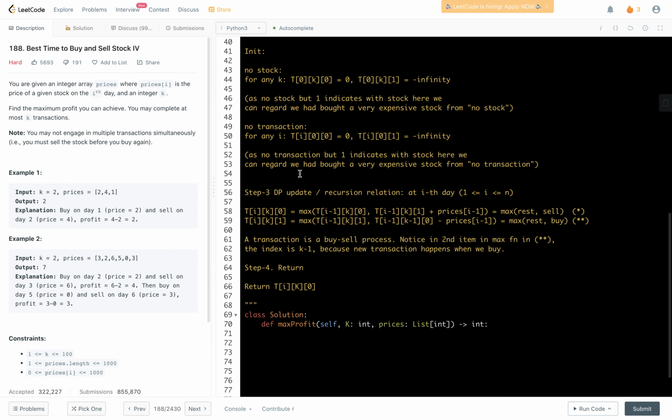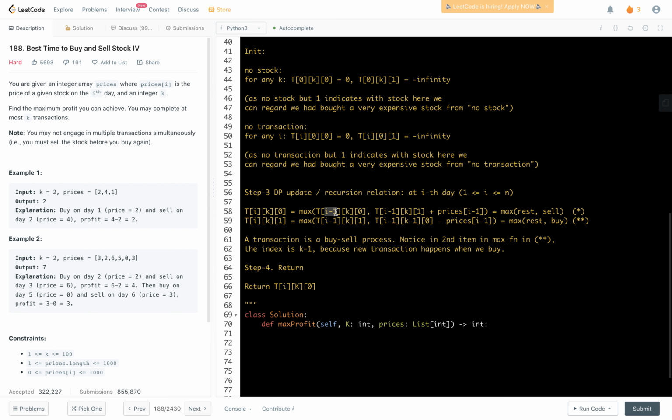So we explained the DP interpretation and the initialization. So with that said, we can look at the DP update rule. That is step 3, the DP update or recursion relation. At state i, here i is bounded below by 1 and bounded above by n. In other words, 1-indexing again. So let me emphasize again, i is greater than or equal to 1, not 0, and less than or equal to n, not n minus 1. Then the update for this day is the following.